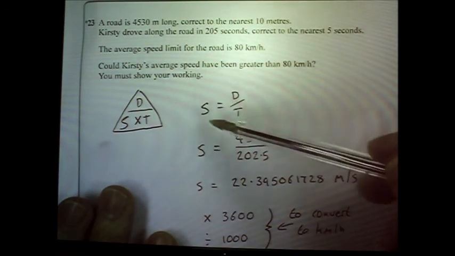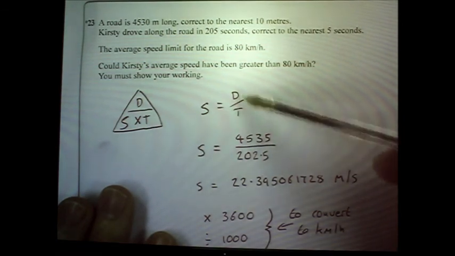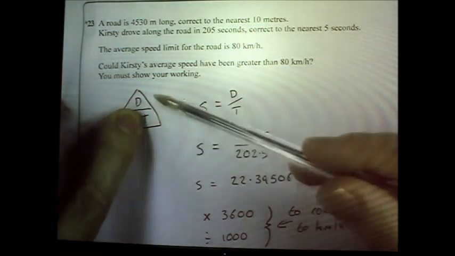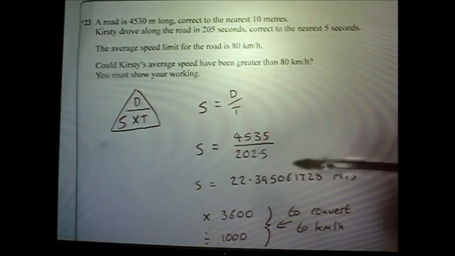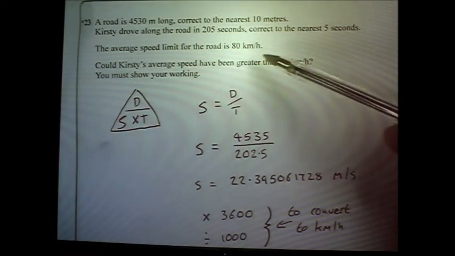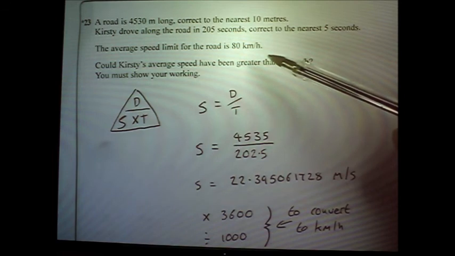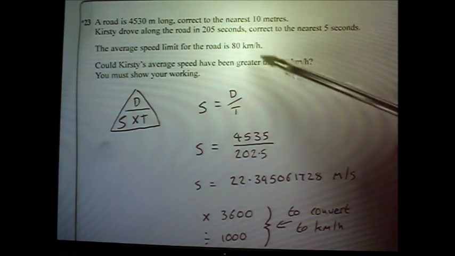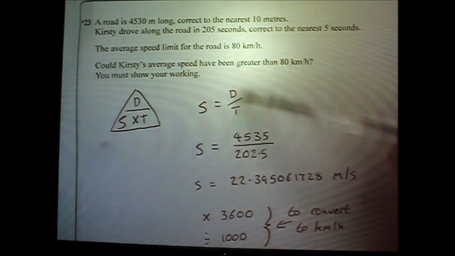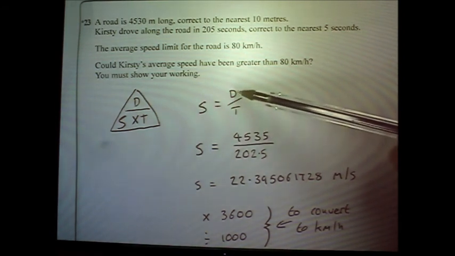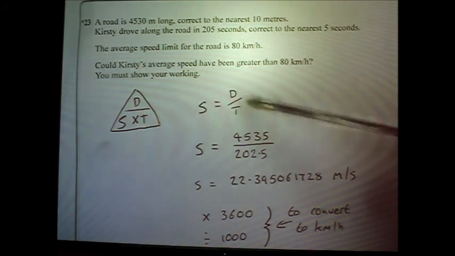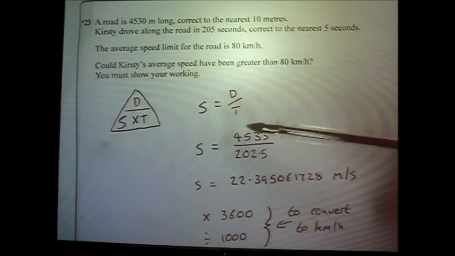So we're going to work out her speed. The speed is distance over time, because you put your finger over speed, look, and it says distance divided by time. So there we go, speed is right. Now, could her speed have been over 80 kilometres an hour? So you want to work out the upper bound for her speed. In order to make the speed as high as possible, when you're dividing, you want the top number to be as big as possible and the bottom number to be as small as possible, because then more of the bottom number goes into the top number, because that's what dividing is.